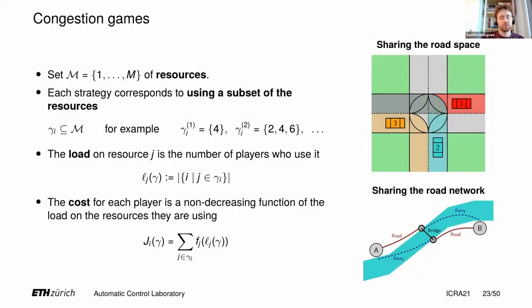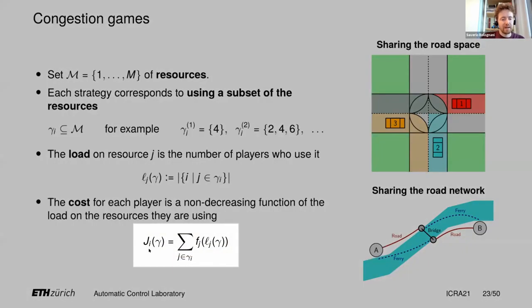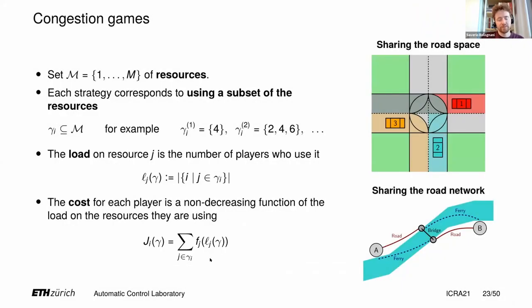Now, if a resource is used by many players, then it actually comes at a cost for the players that are using it. And so the cost for player i is the sum over all the resources that player i is using of a function f_j, which is the same for every player using the resource j, of the load of players using j. So this is a specific structure, but it's actually quite common to observe.